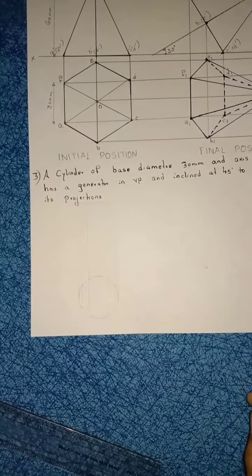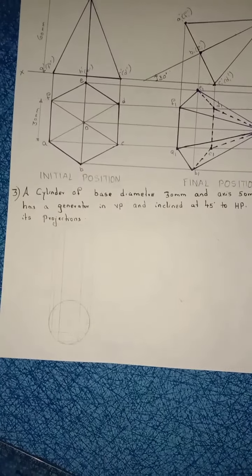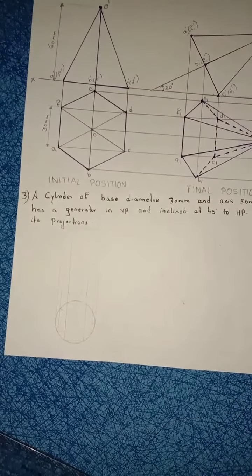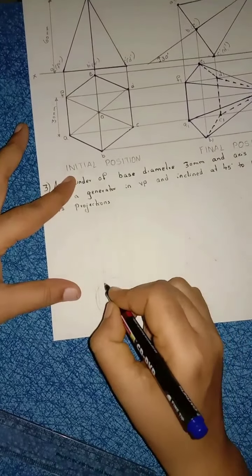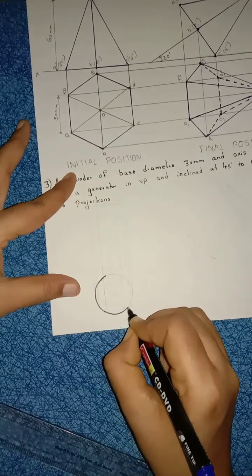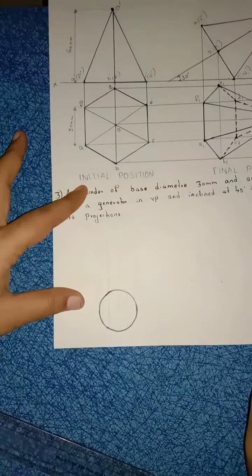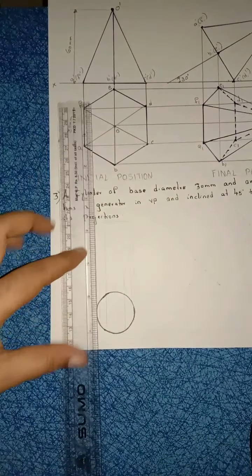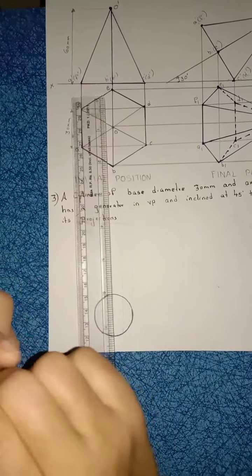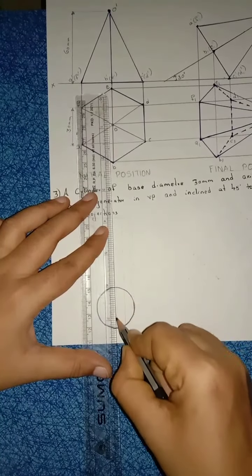Here, circle diameter is 30 mm, so radius will be 15 mm. Take 15 mm radius with compass and construct the cylinder. See, anyway I constructed it here, just I am drawing again here with the help of this pen. Construct the cylinder of diameter 30 mm. Now divide this circle into 12 equal parts. To know how to divide a circle into 12 equal parts.